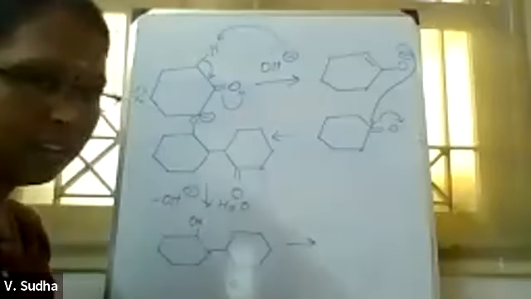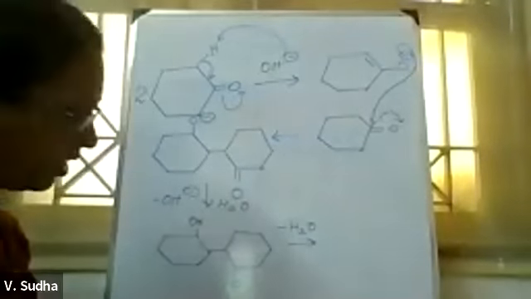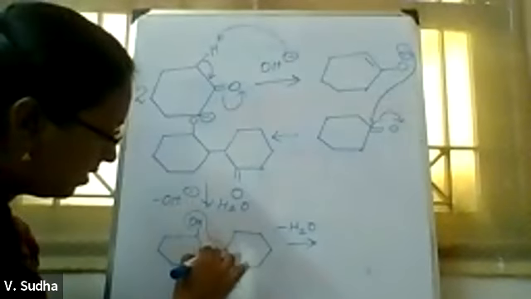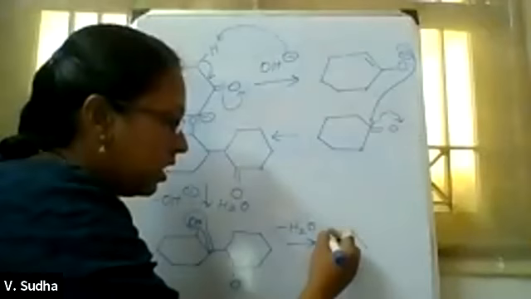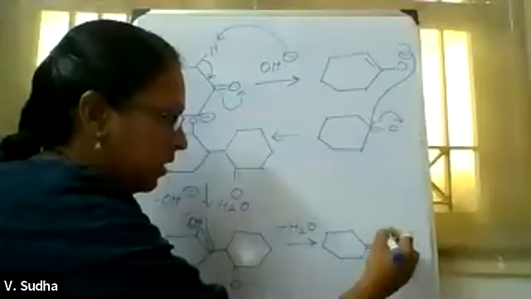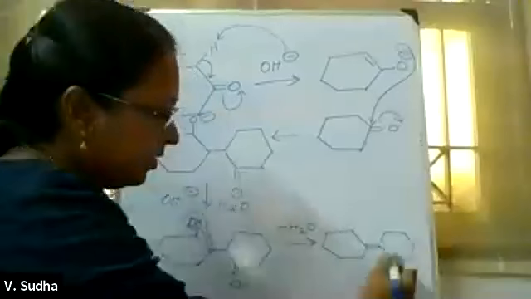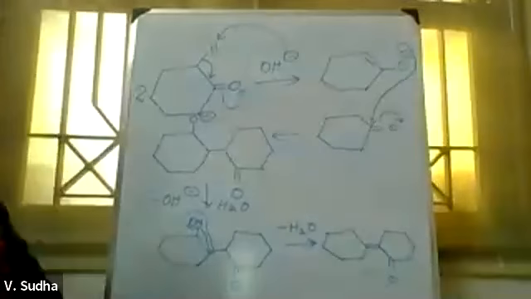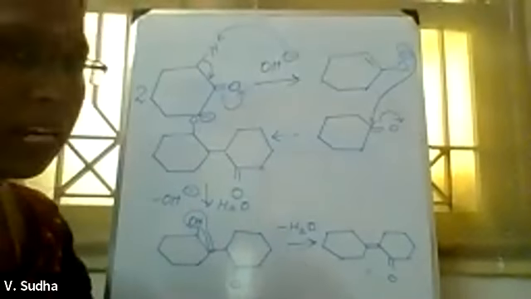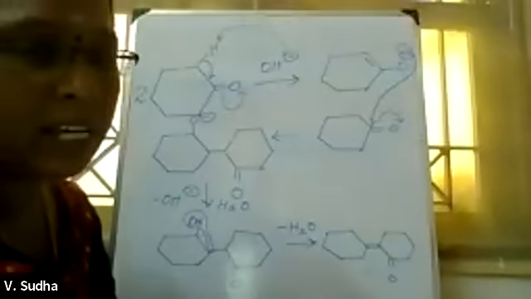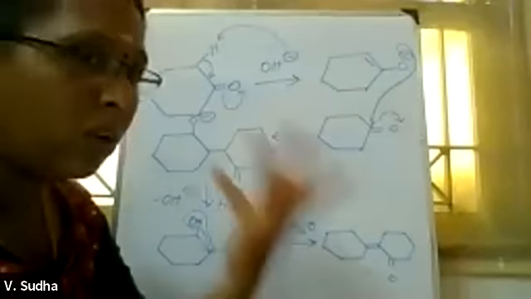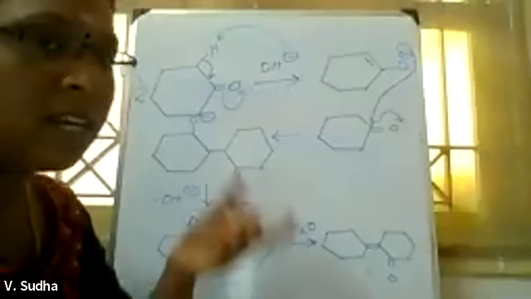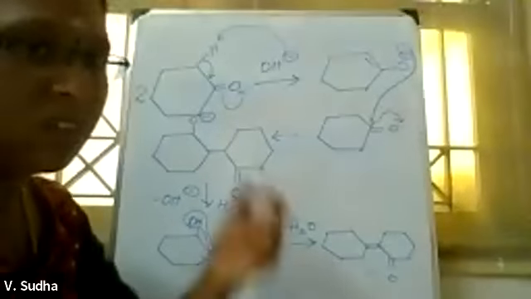Again, there is a loss of water from here and here, creating an alpha beta unsaturated compound. This is the mechanism. If ketone is your reactant in aldol condensation, this is the mechanism we will take. We create a double bond between the ring. If you have a ring, you can create a CH3CHO.